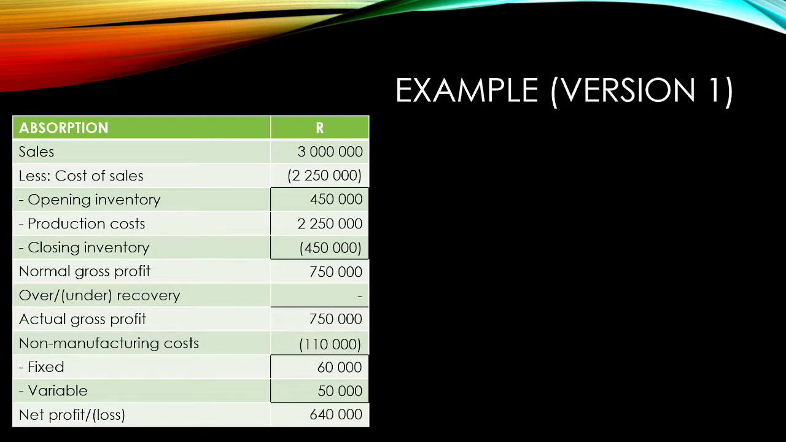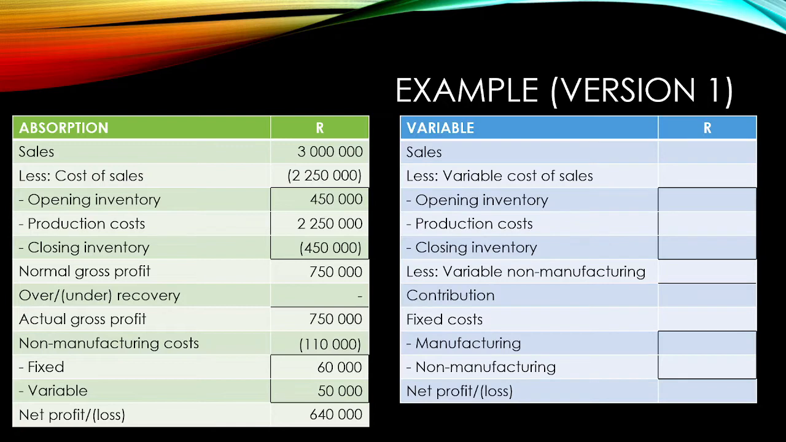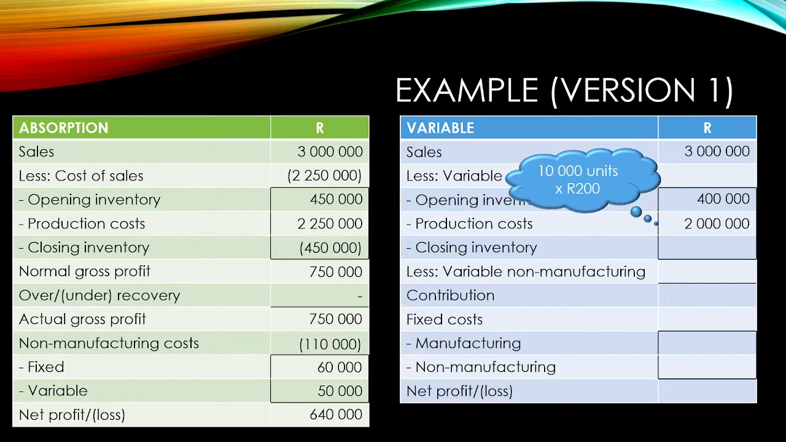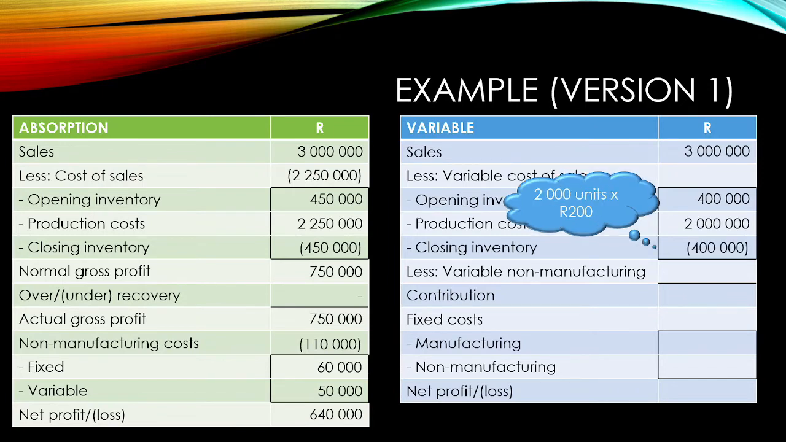Now let us do our variable costing income statement. Our sales is the same as under absorption costing. Our opening stock now changes. Instead of multiplying the opening inventory of 2,000 units by the 225 Rand per unit, we multiply it by the variable cost per unit of 200 Rand. The same applies for our production costs and our closing inventory. This gives us our variable cost of sales of 2 million Rand. This is a key difference between absorption and variable costing.